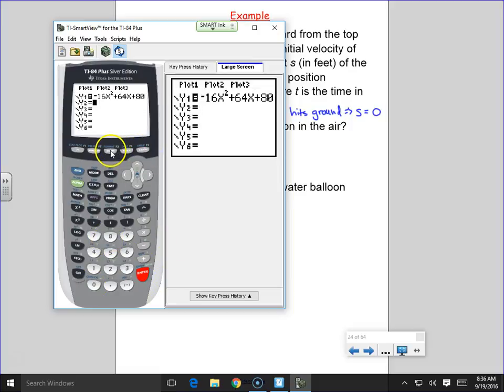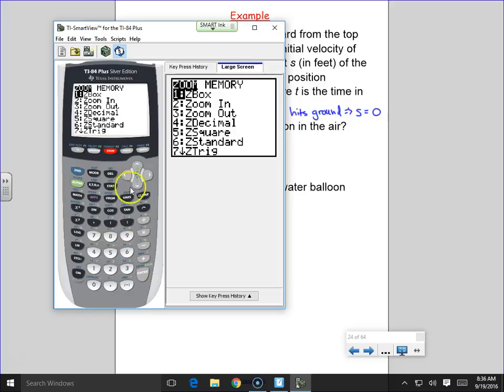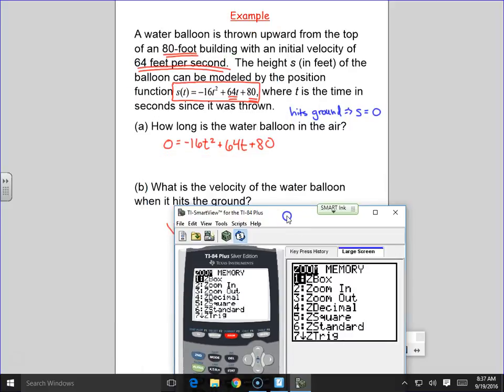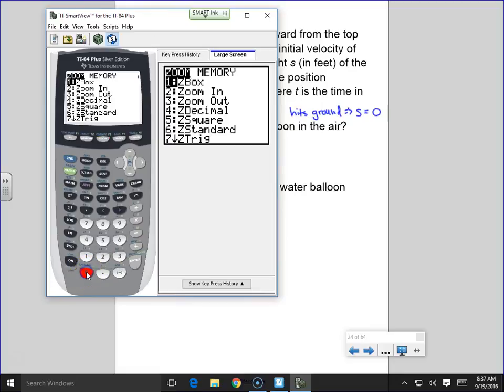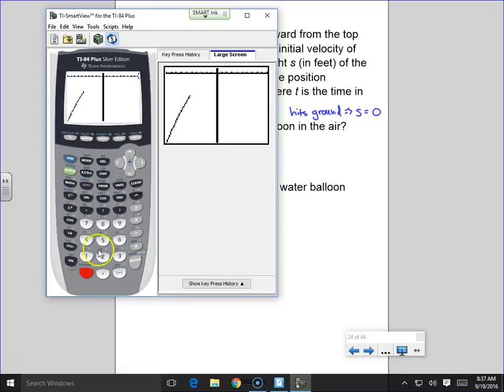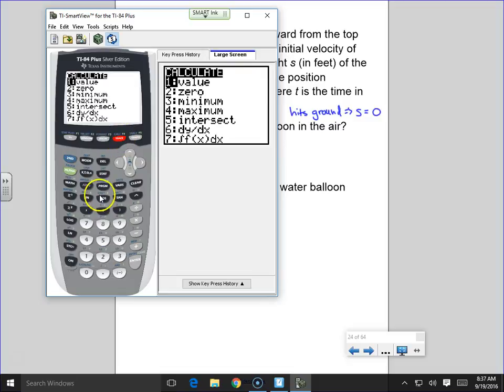What's assumed that might work, and most of you would hope that it works? 6 is assumed standard, but seeing 80 and 64, I really don't know. Zoom Fit maybe. Let's see if that works. Hey, I see it. Do you see it? There's that 0. Let's go ahead and go find it. Second trace, remember we can find zeros.